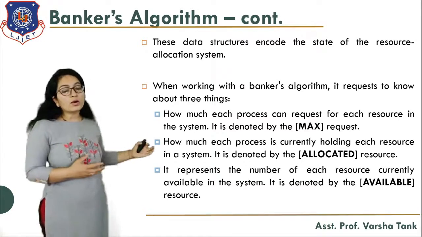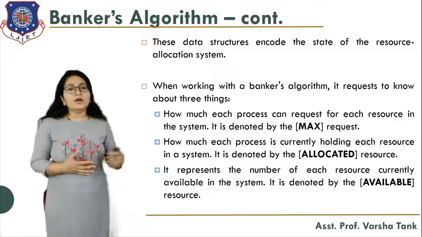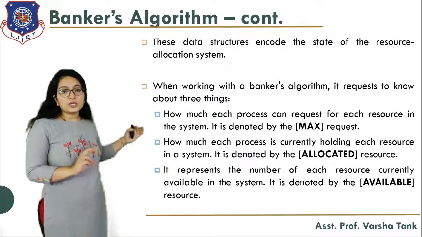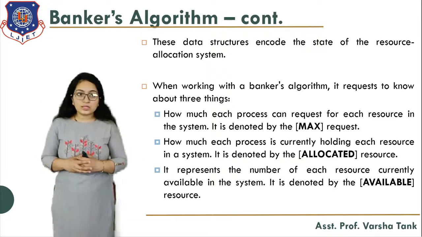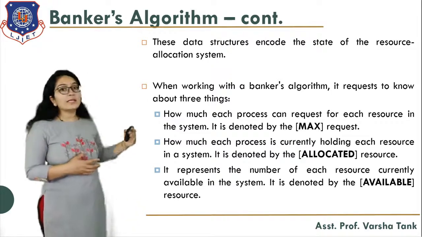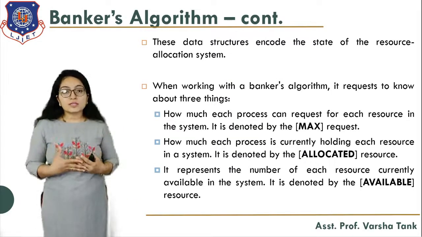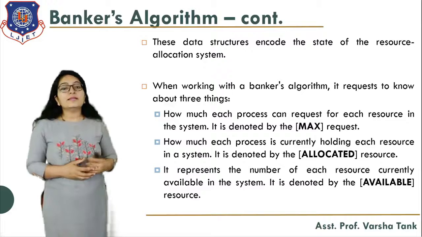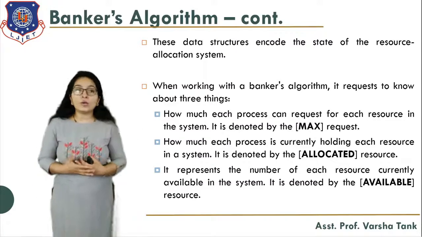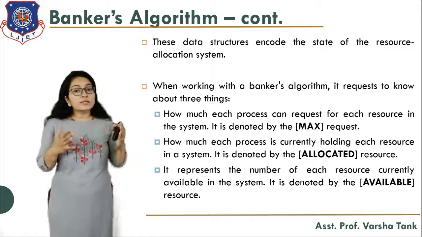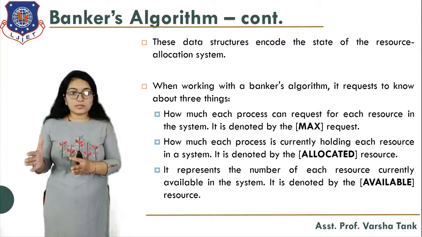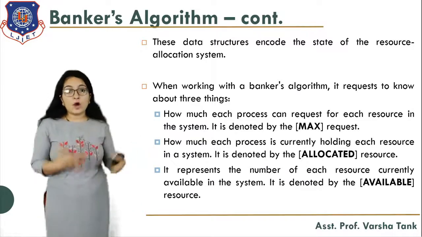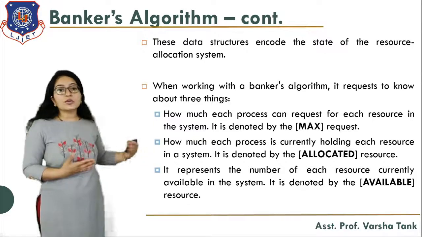Now, when working with the banker's algorithm, it requires us to know about three things. First, how much each process can request for each resource in the system, which is denoted by the max. Then, how much each process is currently holding of each resource in the system, how many resources are assigned to that particular process, which is known as the allocated resource. And how many resources are available, which is denoted by the available.